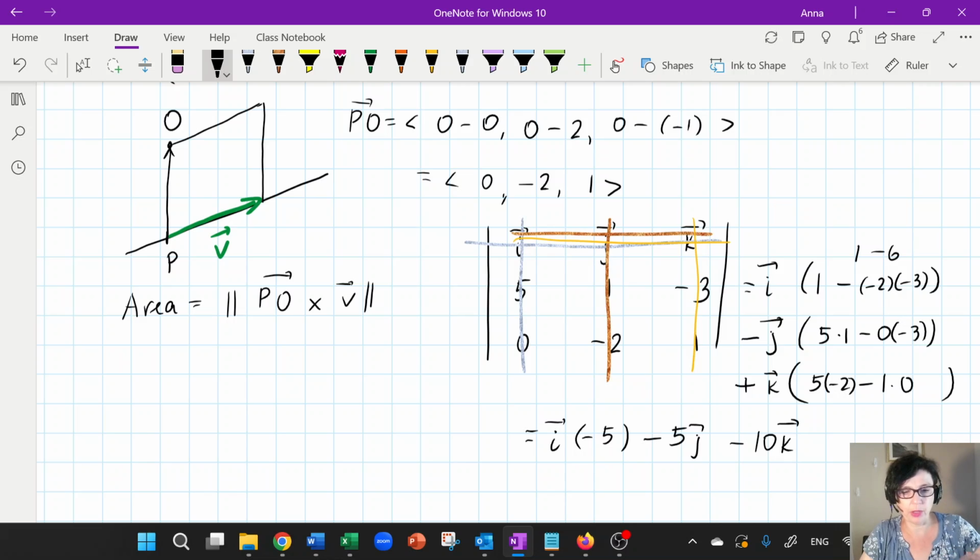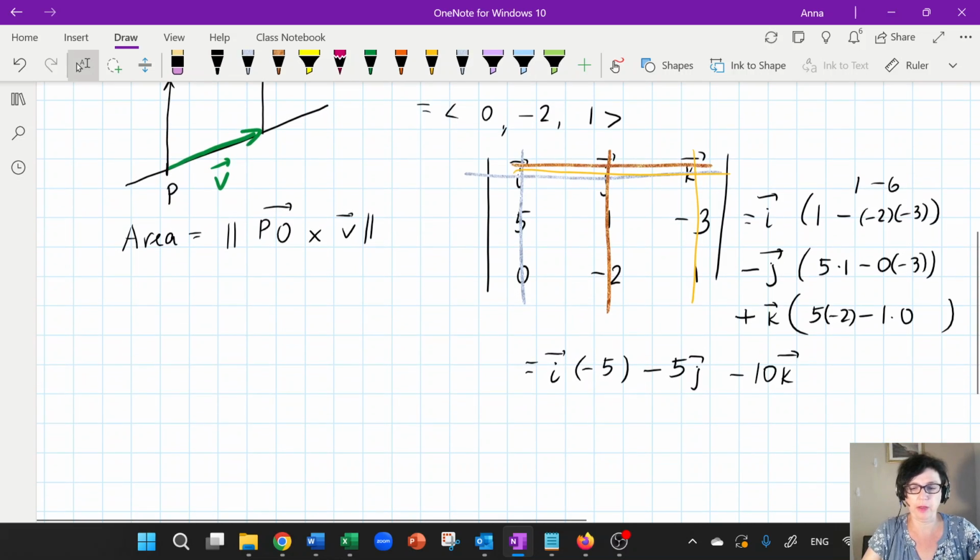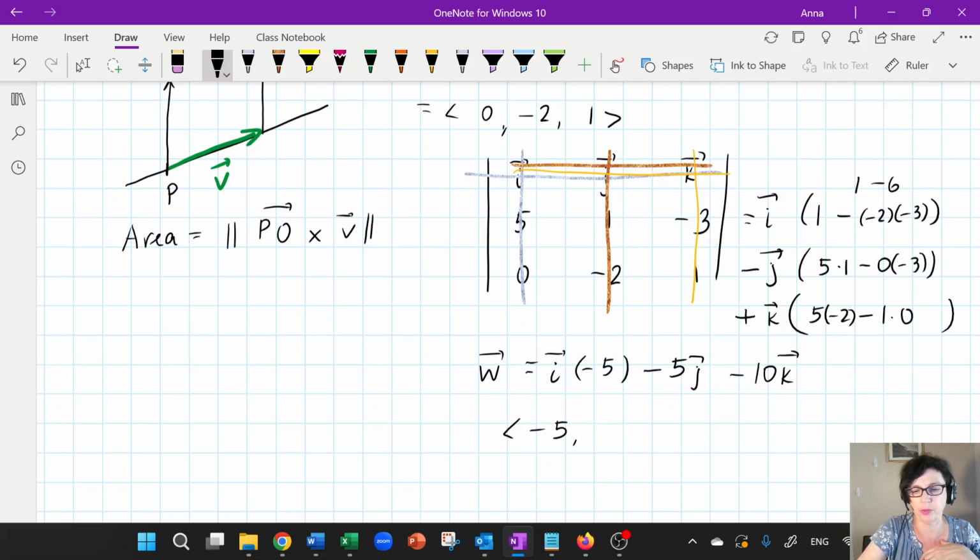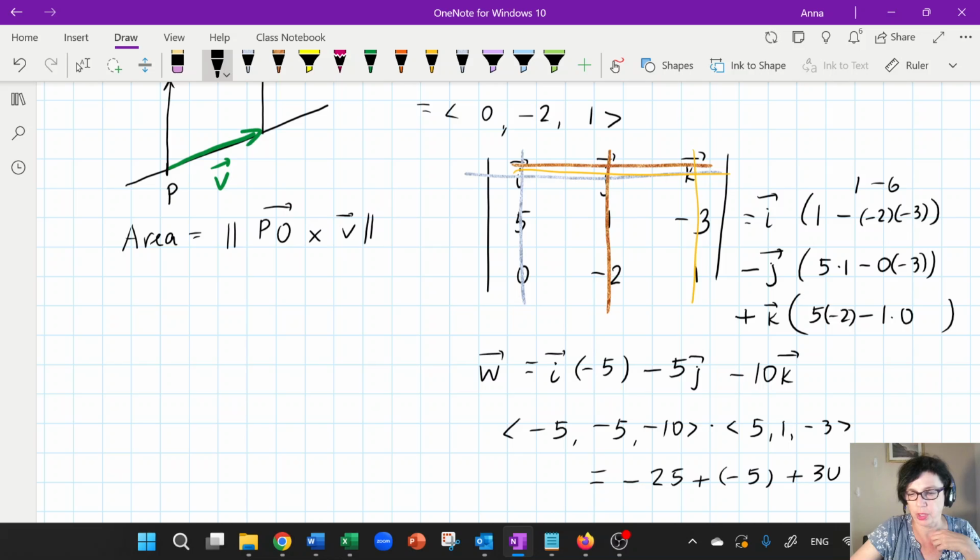Okay, so anytime I do the cross product, I am going to verify if it is actually correct by taking the dot product of the resulting vector. So this is the cross product, let's call it W. And I want to check whether that's correct. So I'm going to do the dot product with 5, 1, -3 and see if that's going to be 0. If that's the case, that is right, because the cross product is always perpendicular to each of the original vectors. So this would be -25. This is going to be plus -5 and then plus 30. So because this is 0, that check is correct.